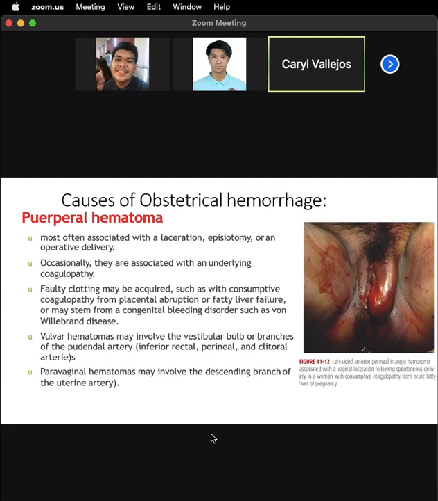Faulty clotting may be acquired, such as with consumptive coagulopathy from placenta abruptio or fatty liver failure, or may stem from congenital bleeding disorders such as your von Willebrand's disease. Vulvar hematoma may involve the vestibular bulb or branches of your pudendal artery, including your inferior rectal, your perineal, and your clitoral arteries. Paravaginal hematomas may involve the descending branch of the uterine artery.